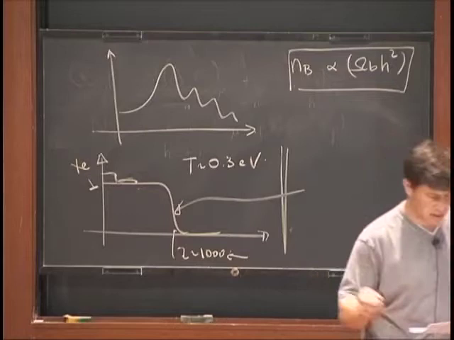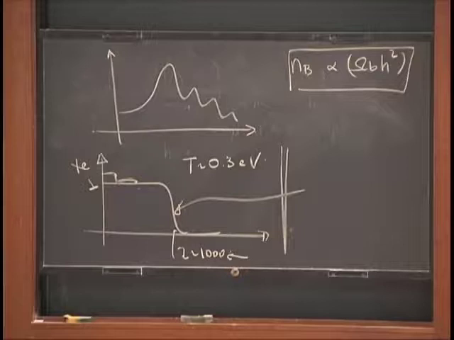Okay, and, yep. So the fact that n_e is the same as n_b, is that some principle of charge neutrality, or is there some dynamical reason? The reason that what?